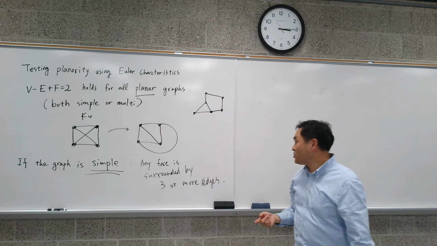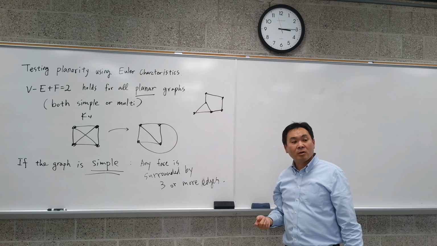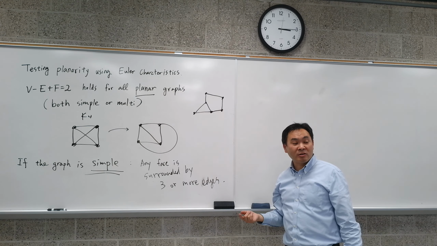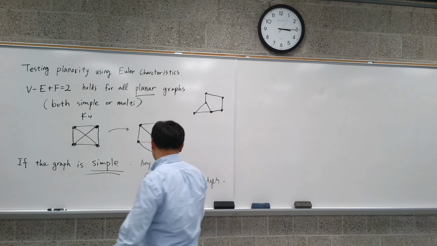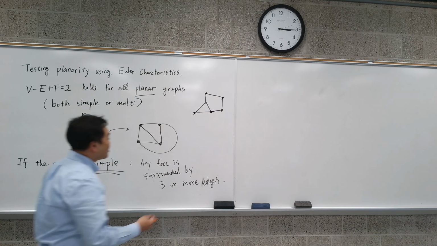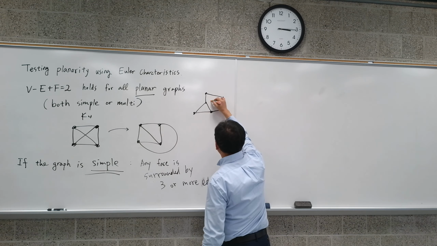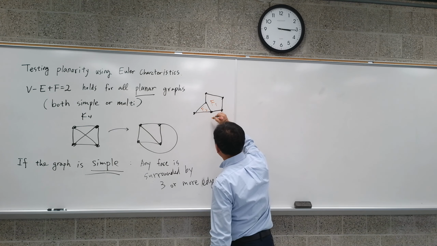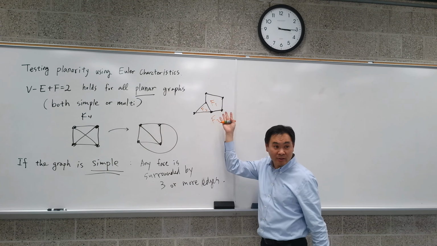If that happens, then the number of edges are counted how many times? So let's see. I don't think I made myself clear there. So let's do this. For this graph, there's F1, F2, F3. There are 3 faces for this graph, right?